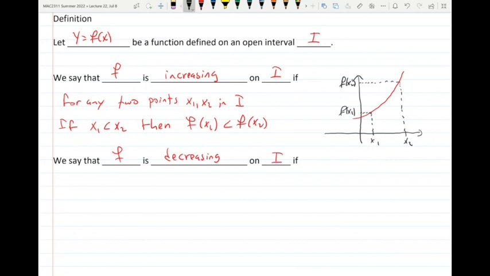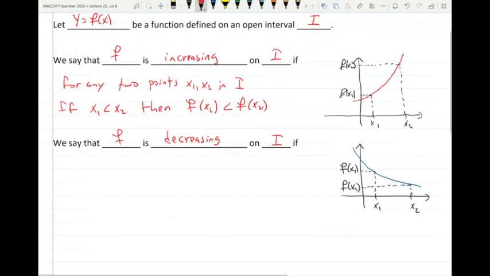on an interval I. Now, remember, decreasing means the graph is going down. So let's look at the picture. Let's say that we have something like this. So this time, as you go from left to right, for any 2 points with x1 less than x2, the y value of x1 is going to be larger than the y value of x2. So as you go from left to right on the x, you go from top to bottom on the y. Okay, so the values of the function get smaller as the input increases.